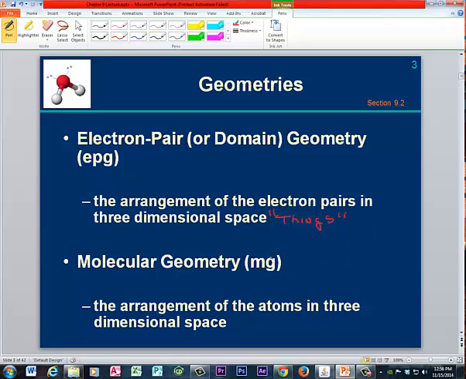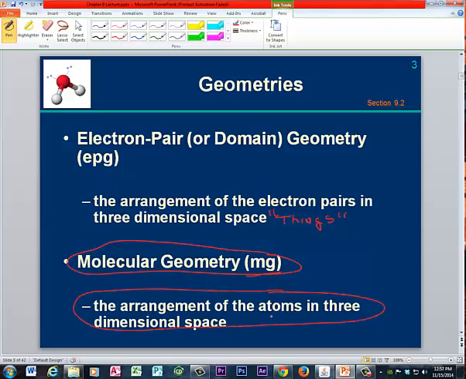The molecular geometry, or simply MG, is a little bit different. It's only covering the bonding electrons, that is, the atoms that are around the central atom. So that's going to be the molecular geometry.